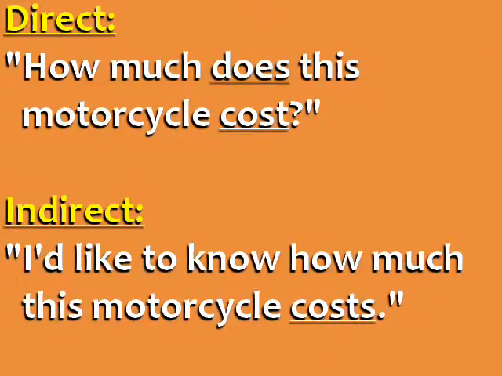Direct: How much does this motorcycle cost? Indirect: I'd like to know how much this motorcycle costs. To form the indirect question, we eliminate the auxiliary verb does and change cost to costs.